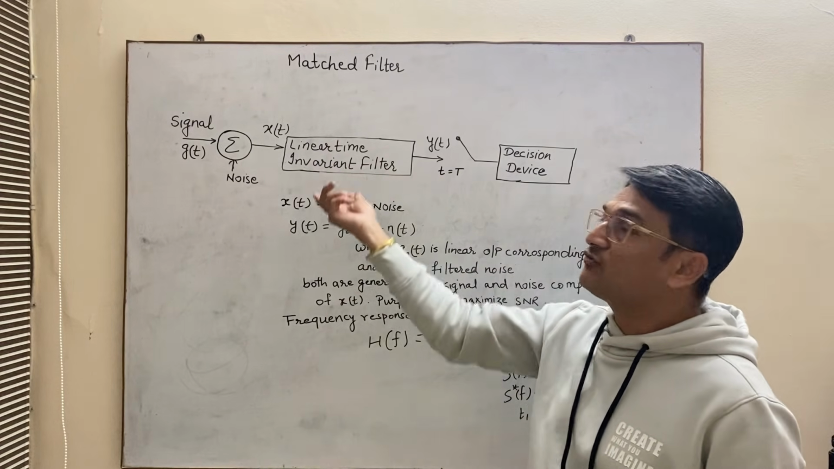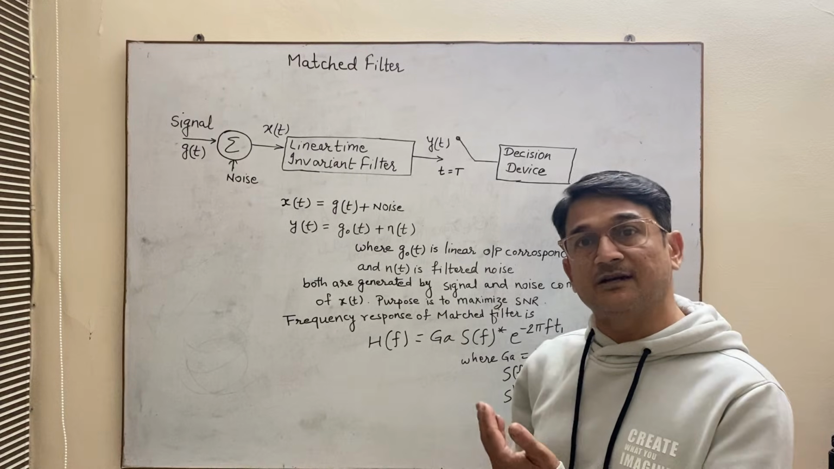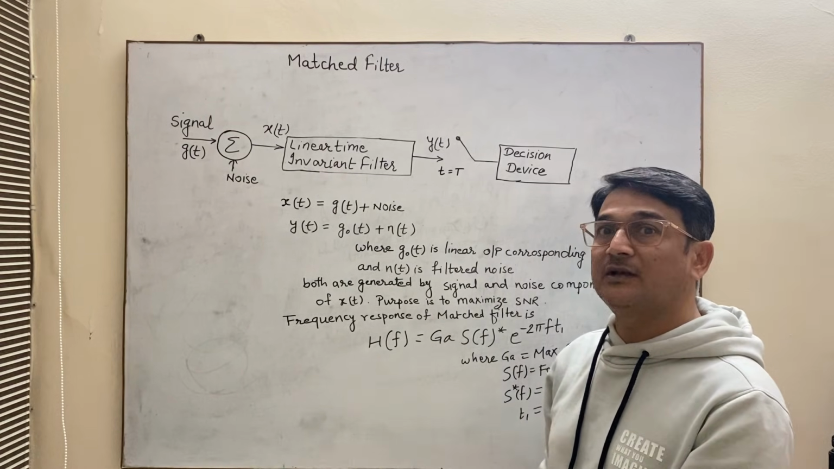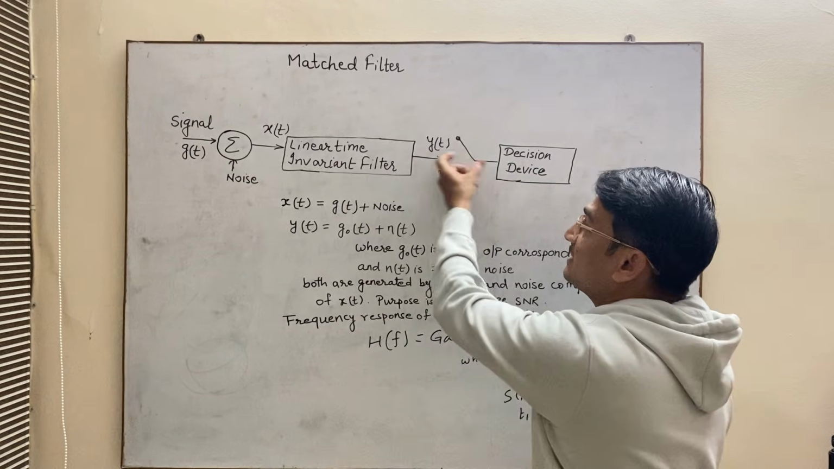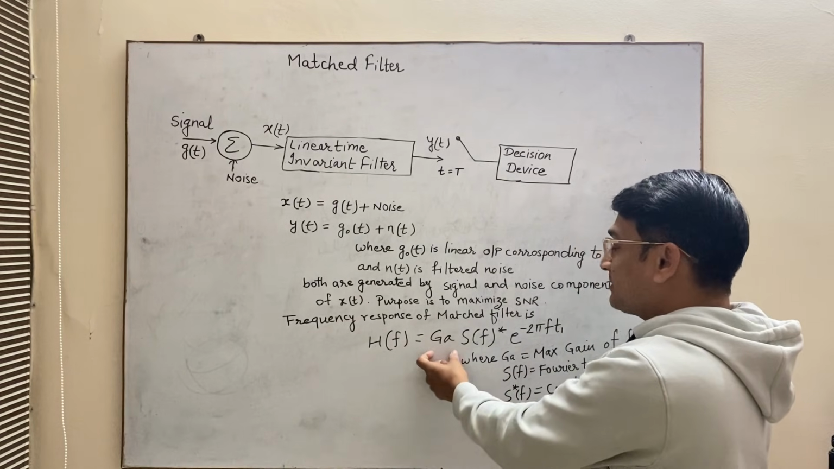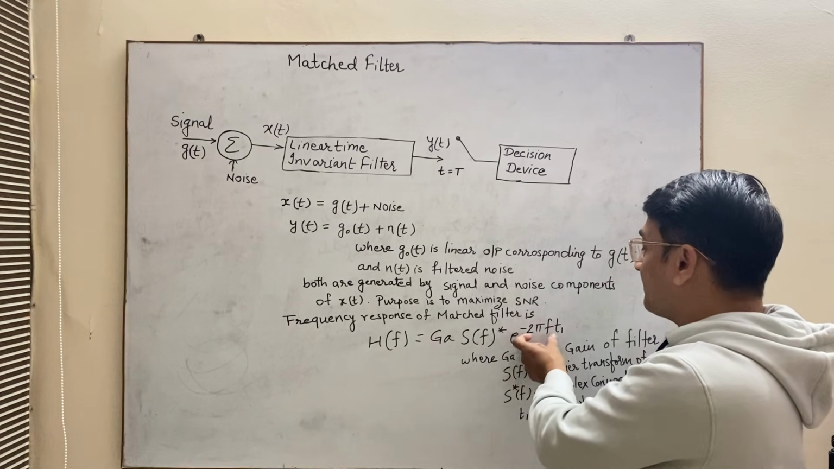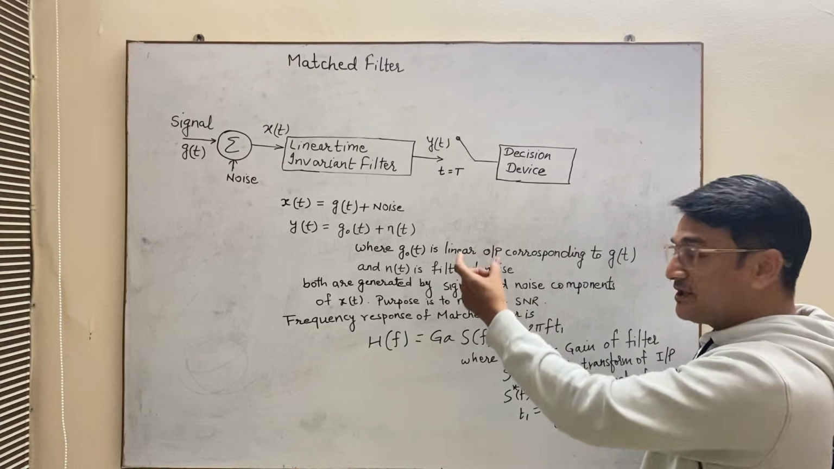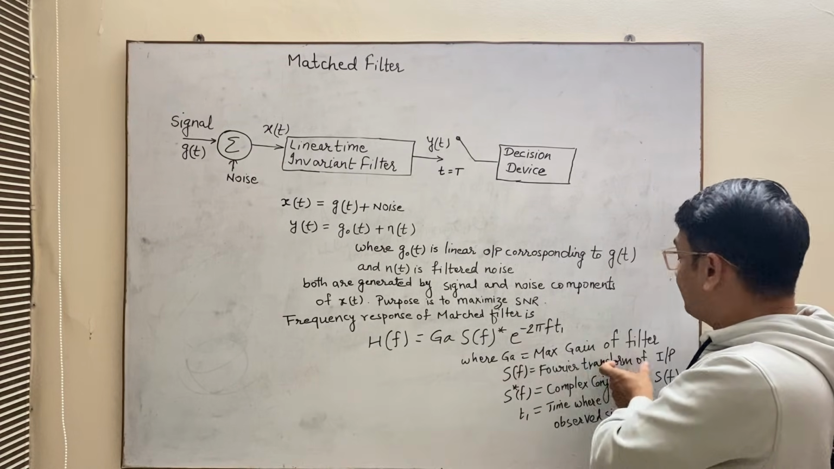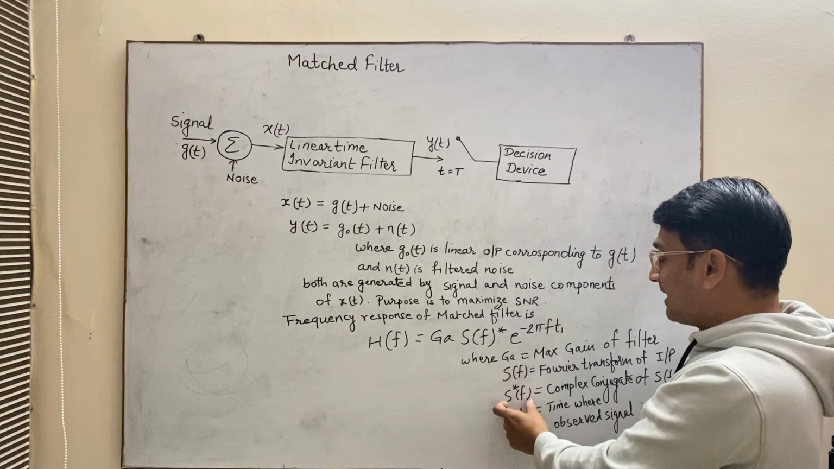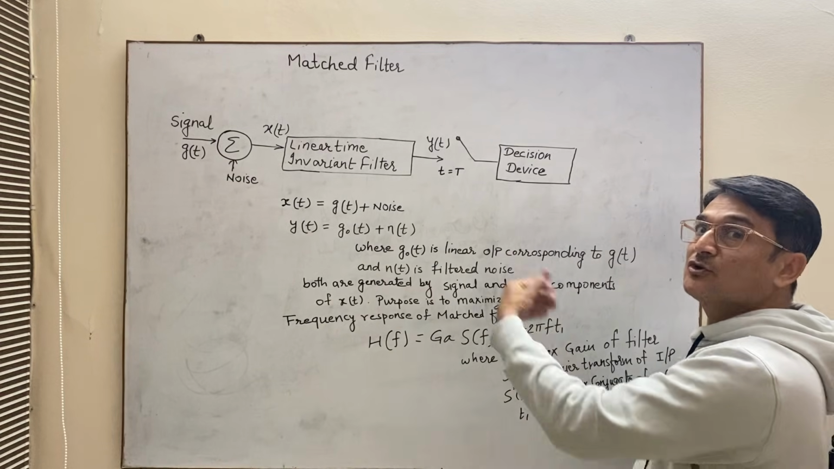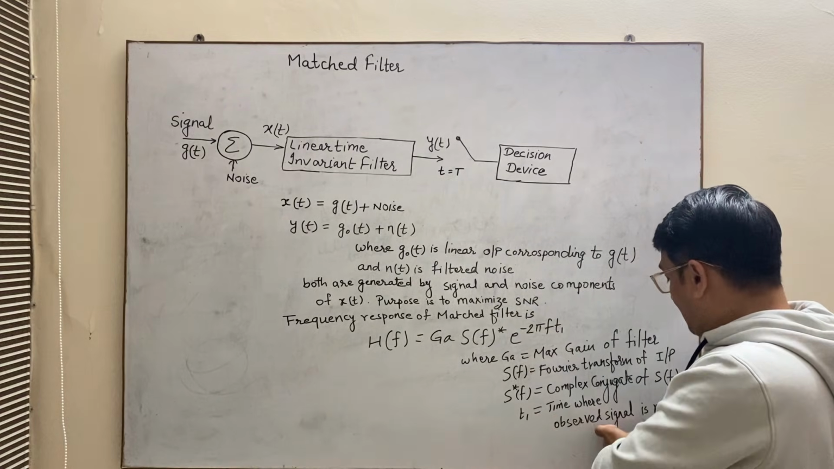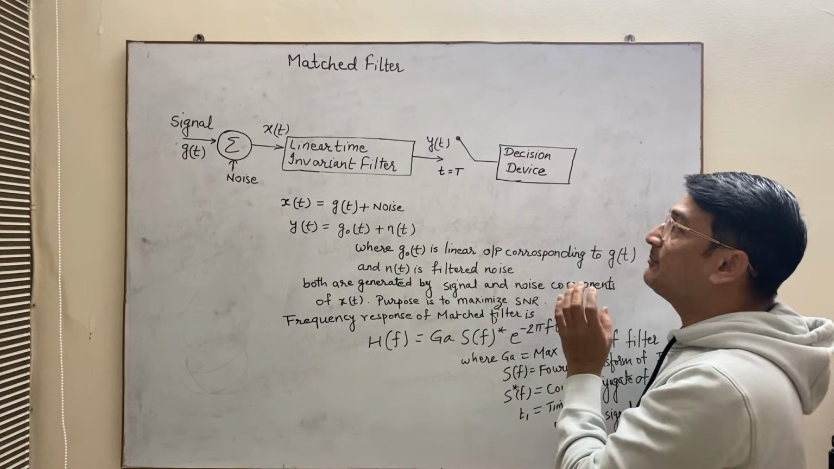Purpose of this is what? Purpose of this is to maximize signal to noise ratio. How? I will give you an example so that you will understand the concept better. Frequency response of this is H(f) equals G_a S*(f) e^(-j2πfT1), where G_a is the maximum gain of the filter which we are using, S(f) is the Fourier transform of the input signal, S*(f) obviously is the complex conjugate of S(f), and T1 is the time where the observed signal is giving the maximum value.